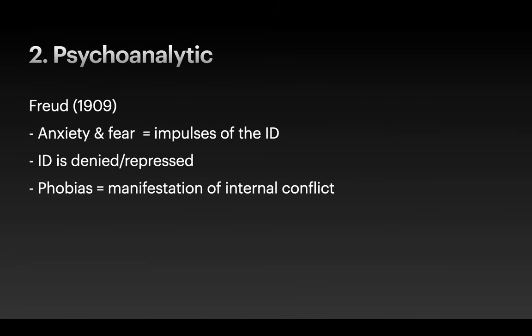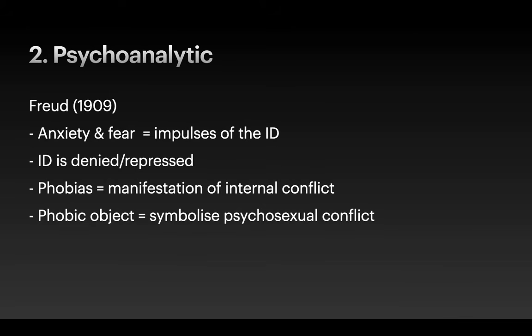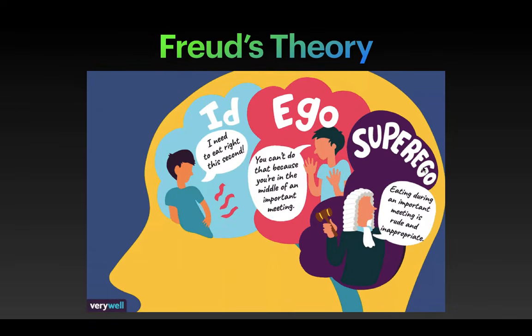Phobias are a manifestation of internal conflict within the mind, right? I'll explain this with an example later on. And phobic objects symbolize a psychosexual conflict, okay? It sounds like a lot of jargon, but don't worry, I'll break it down piece by piece, and we'll look at a case study which exemplifies this a bit clearer, okay? First, we need to understand his theory, right? So Freud's theory was about the id, the ego, and the superego. This is psychoanalytical theory, right?